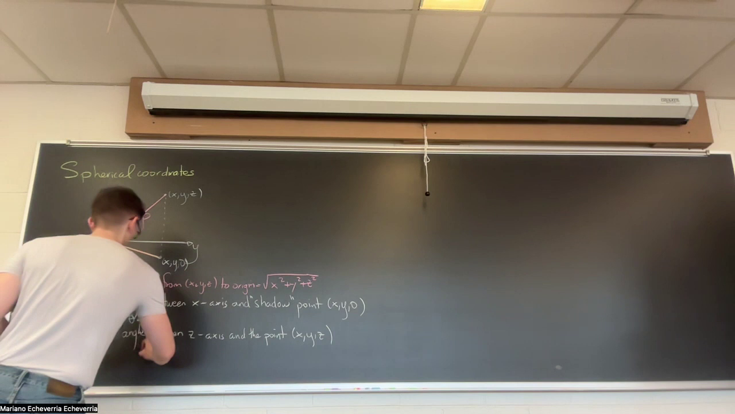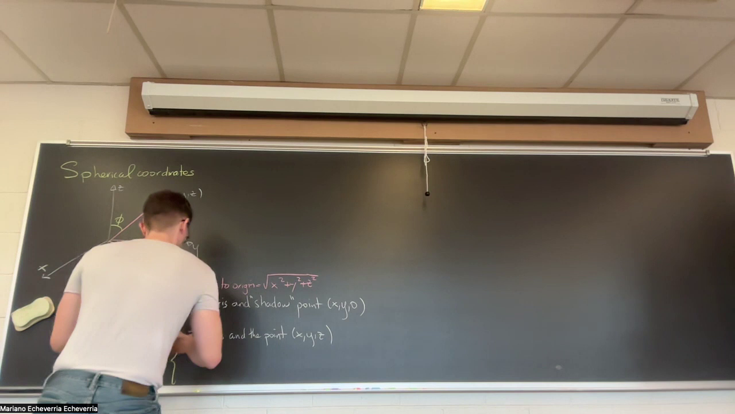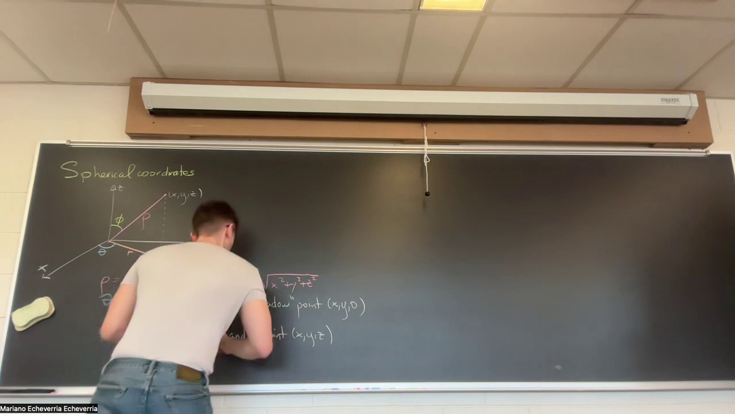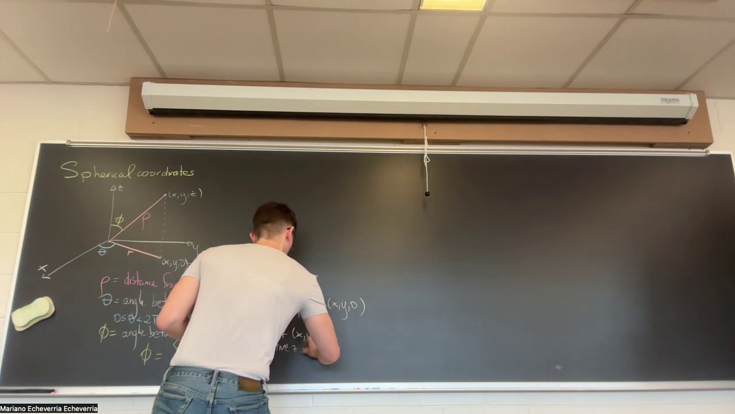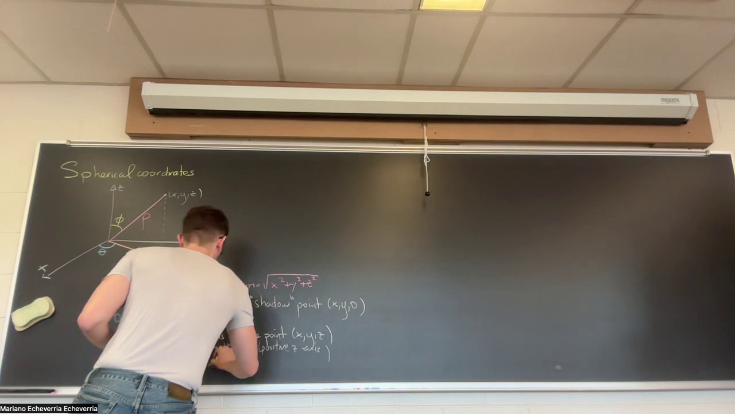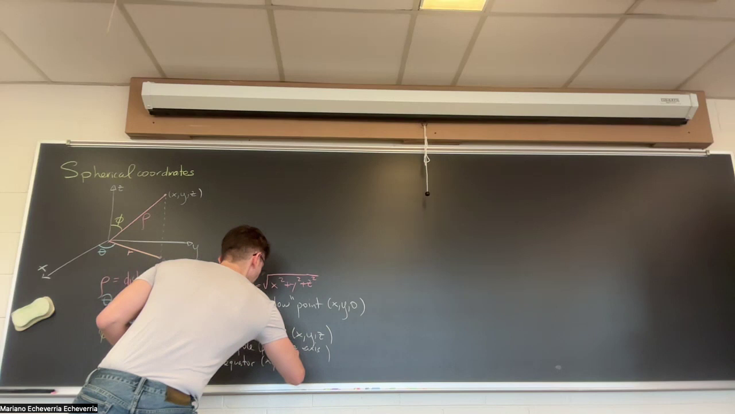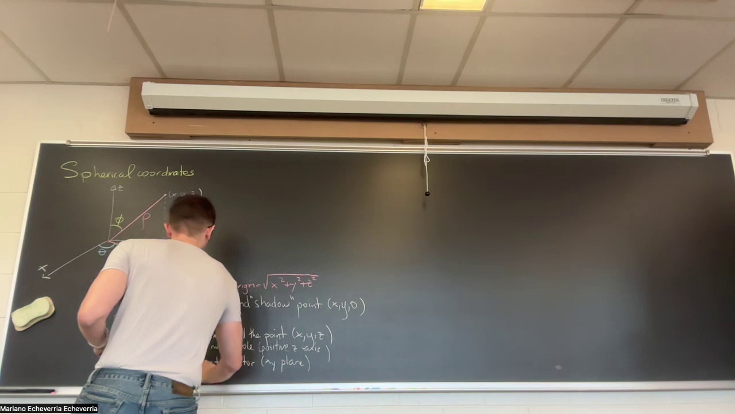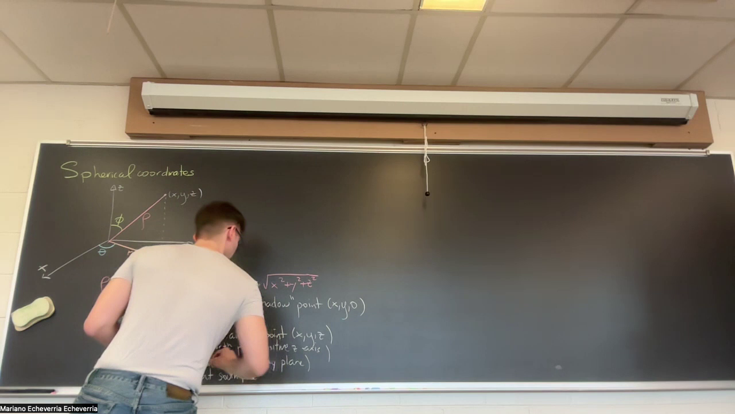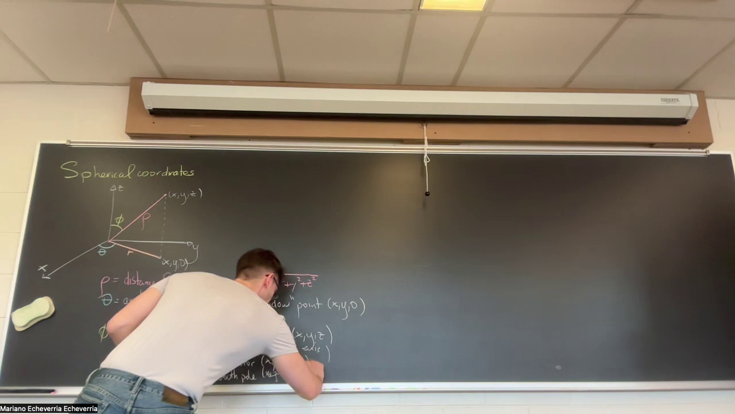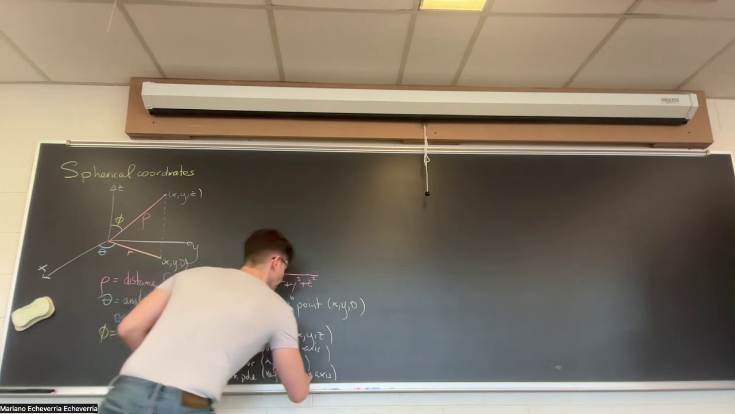So this angle is zero at the North Pole, which is the positive z-axis. Then pi over two, or 90 degrees, at the equator, so the xy plane, and pi or 180 degrees at the South Pole, or the negative z axis.